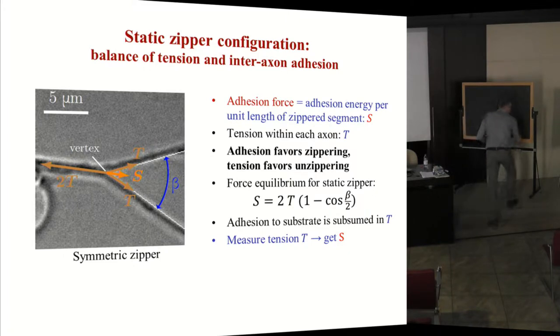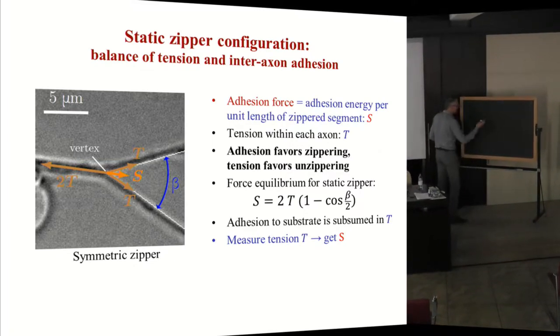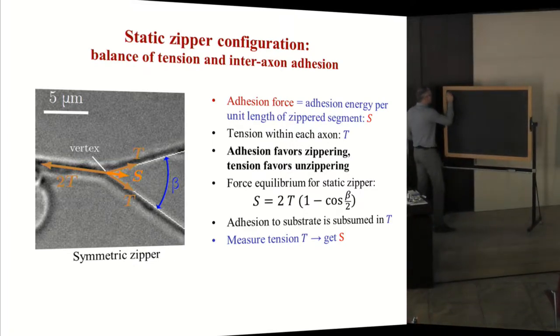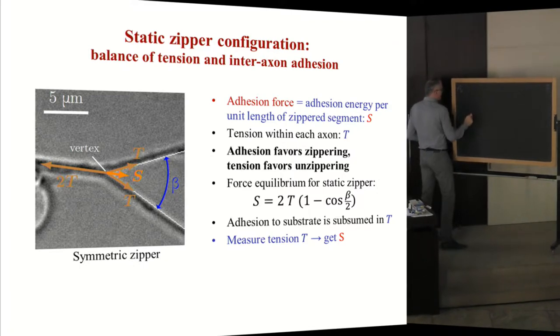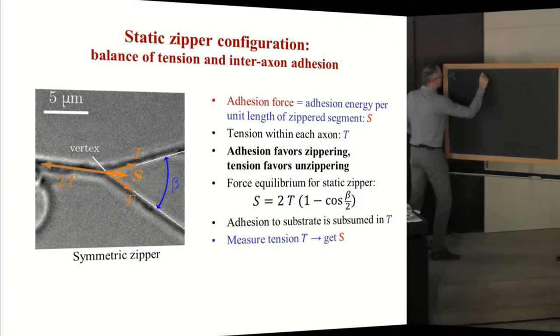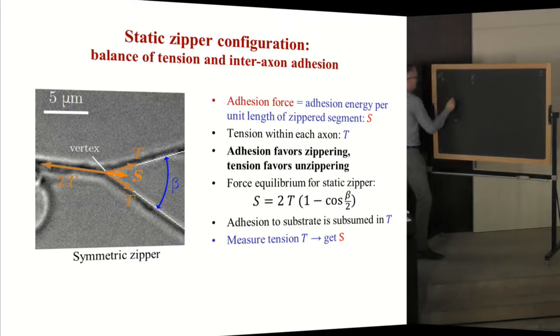I just want to write it in a very clear, simple way so I don't lose anybody. So let's say we have a zipper that's formed like this.